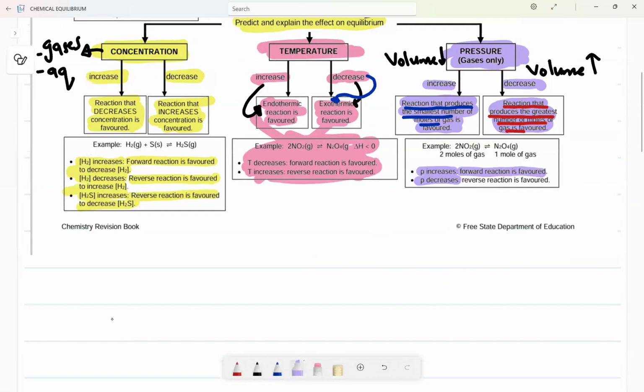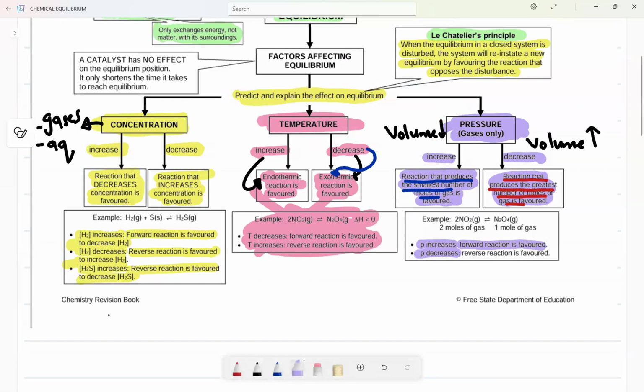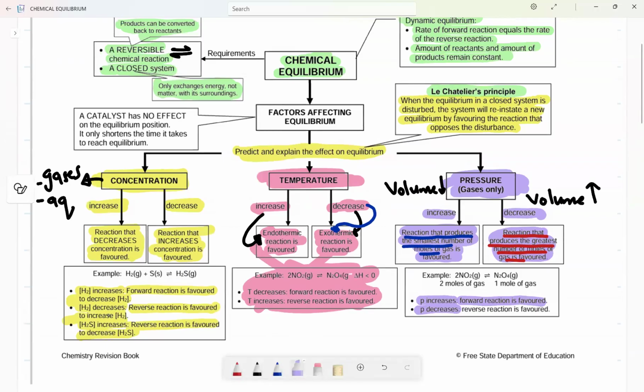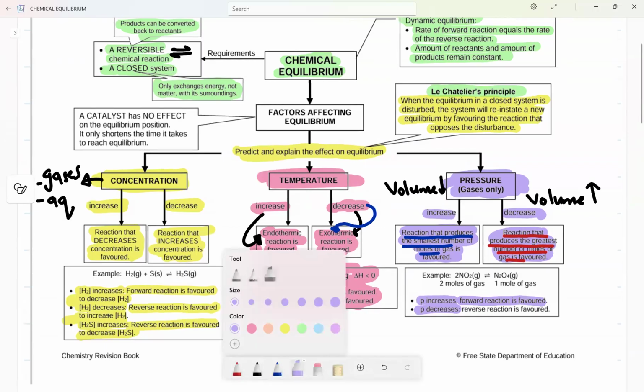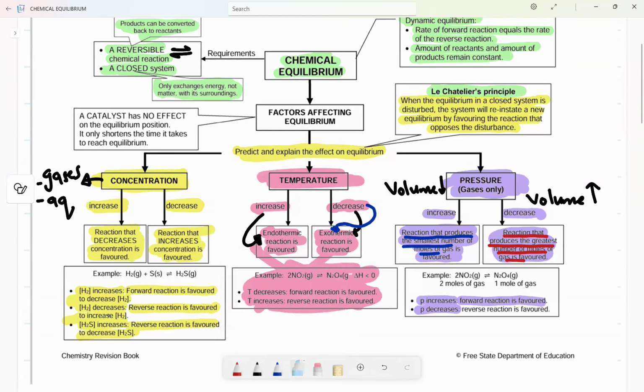I'm moving to the last part now, which is the addition of a catalyst. How does the addition of a catalyst affect our equilibrium? A catalyst has no effect on the equilibrium position. What do we mean? It means the equilibrium will not shift to the right or to the left.